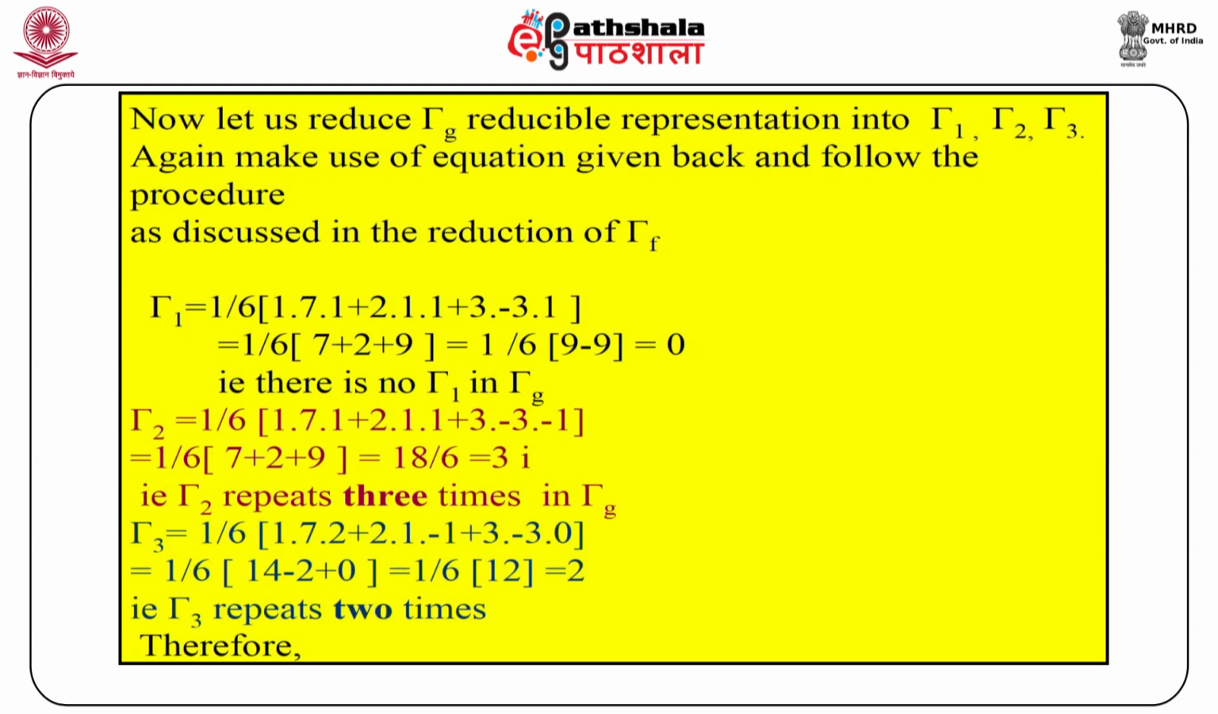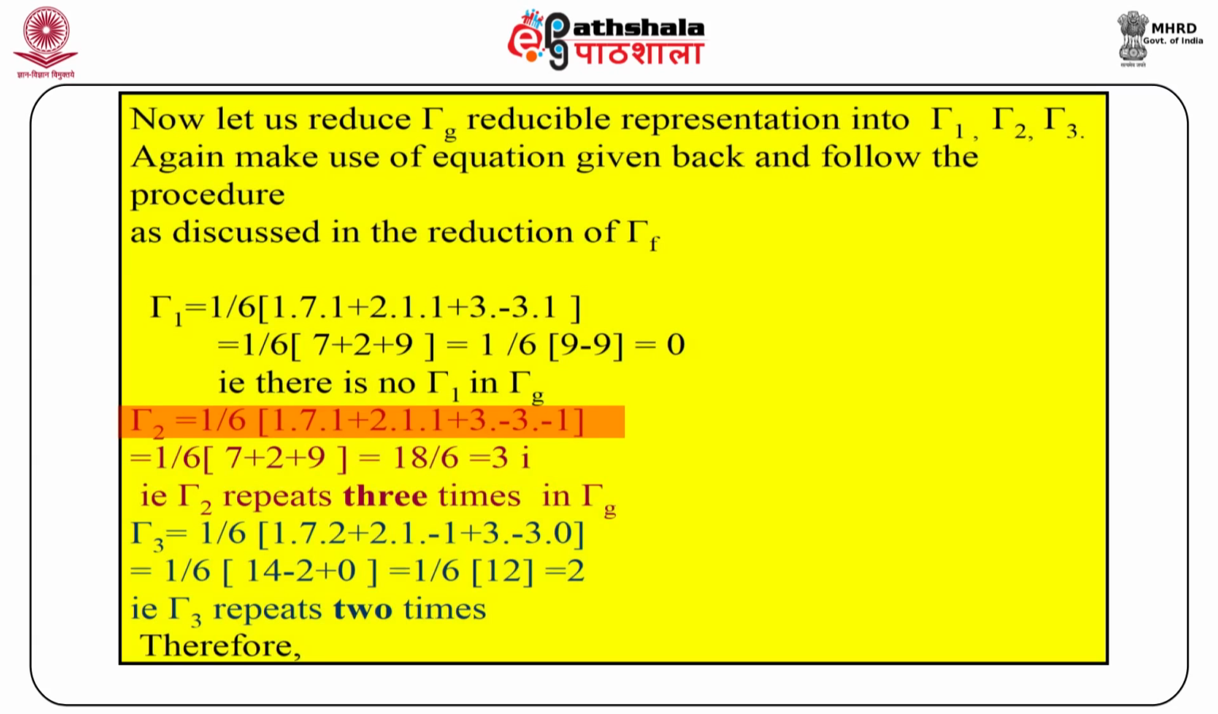Now let us reduce the reducible representation tau Z again into tau 1, tau 2 and tau 3. Following the procedure as I have taken in the case of tau F, we can find out tau 1 is equal to 1 by 6 within bracket 1 into 7 into 1 plus 2 into 1 into 1 plus 3 into minus 3 into 1, which is 1 by 6, 7 plus 2 plus 9, that is 1 by 6, 9 minus 9 is equal to 0. There is no tau 1 in tau Z.